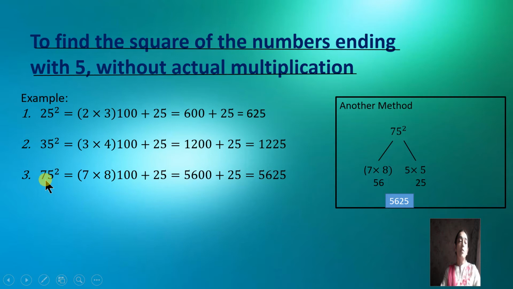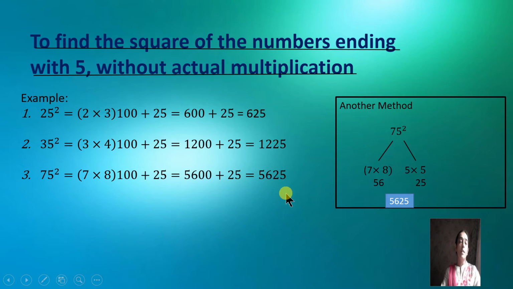Now 75 square. So the number which comes after 7 is 8. So 7 into 8 into 100 plus 25. So that is equal to 5600 plus 25, which is 5625.